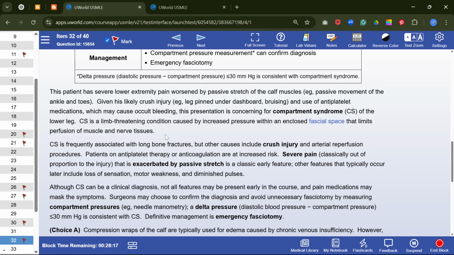Surgeons may choose to confirm the diagnosis and avoid unnecessary fasciotomy by measuring compartment pressure. By needle manometry, a delta pressure, or diastolic pressure minus compartment pressure, less than 30 is associated with compartment syndrome. Definitive management is emergency fasciotomy.